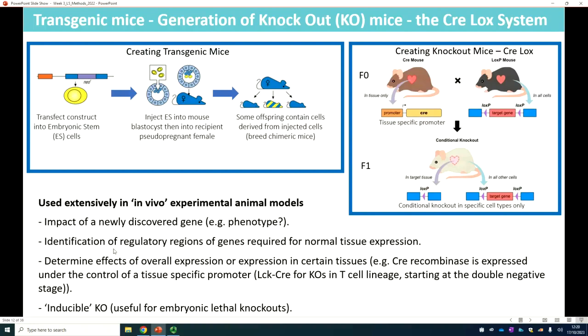It's also important in identifying regulatory regions of genes that are required for normal tissue expression, as well as determining the effects of overall expression in certain tissues. So this is what we talked about, the CRE recombinase for making a conditional knockout. And you can also make inducible knockouts. So these are ones where you can actually induce the knockout, so you can effectively turn that on or off. And that's useful for embryonic lethal knockouts that would otherwise be lethal, and you wouldn't get a viable mouse.